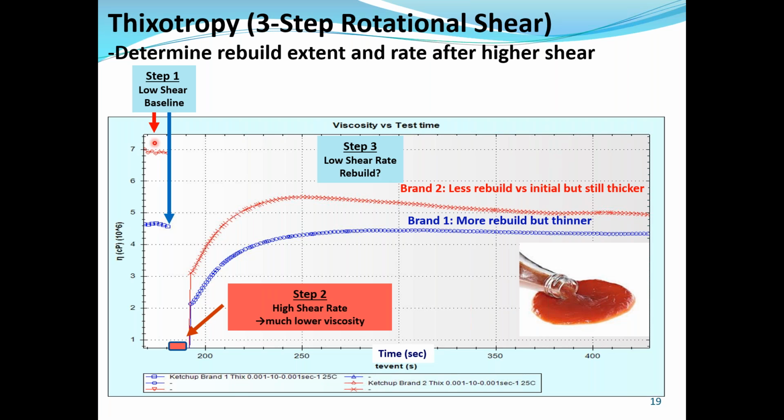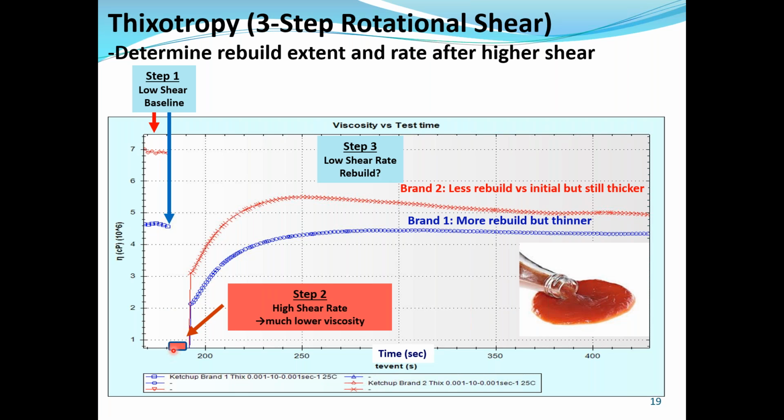We're looking at 3 steps. In step 1, it's a low shear. In this case, it's 1 milli reciprocal second, 0.001 reciprocal second. And we see that the red, brand 2 ketchup has a much higher viscosity than brand 1 in blue. However, when we apply a high shear, about 10 reciprocal seconds, again, that's not really that much, you see that the viscosity drops very quickly and to very low values.